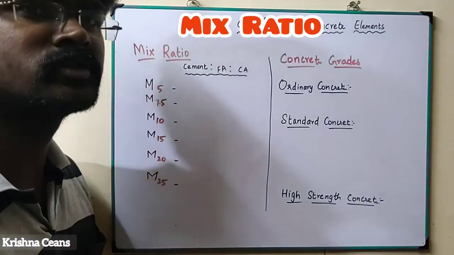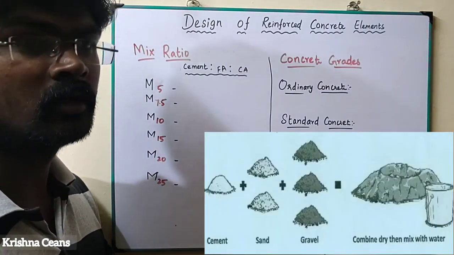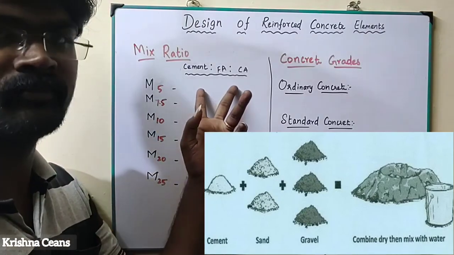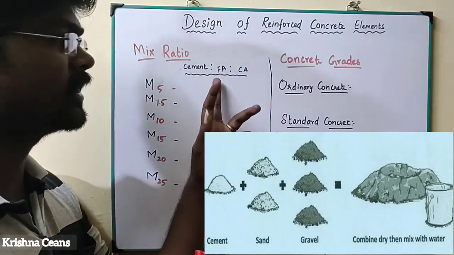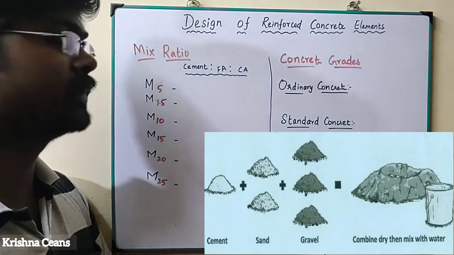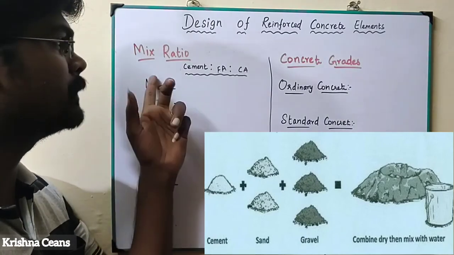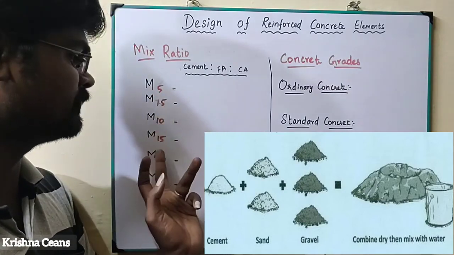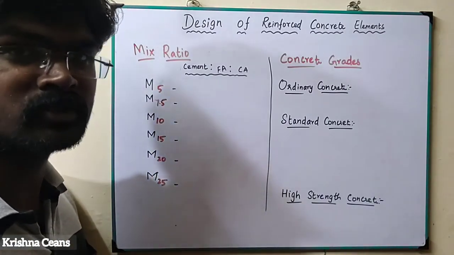Next we will discuss what is meant by mix ratio. In the mix ratio we calculate the proportion of the quantity of materials for making concrete, that is cement, fine aggregate, coarse aggregate. How much proportion we have to take for a concrete mix. Here we mention it as M. M is nothing but the mix proportion, whereas the numbers 5, 7.5, 10, 15, 20, 25 are what we call the characteristic compressive strength.